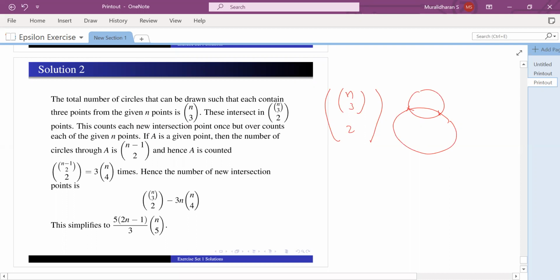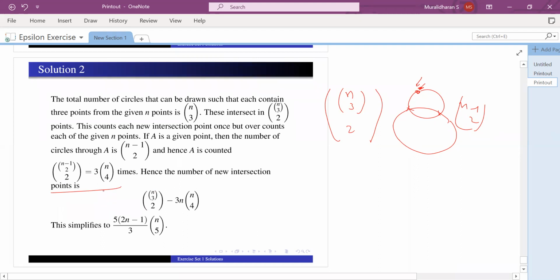Okay. So this counts each new intersection point once, but it will overcount all the given endpoints, because this point will be counted. How many times will it be counted? This point, and then whenever I have n minus 1 C2 as the other 2 points forming the circle, this will come on the circle as well. So it will be counted that many times. So A will be counted n minus 1 C2 ways. This will be just 3 and C4, and we subtract that and we are done.